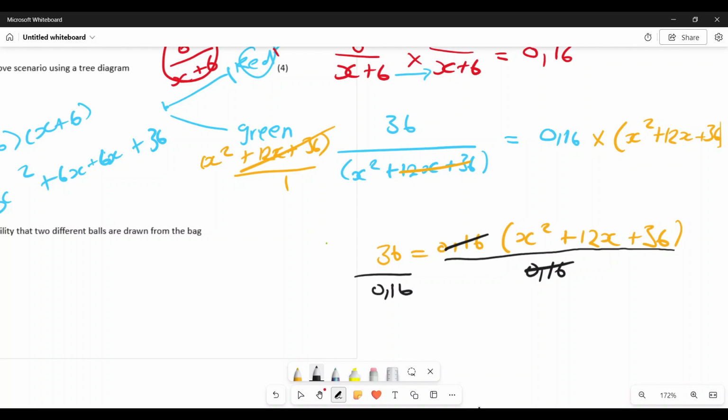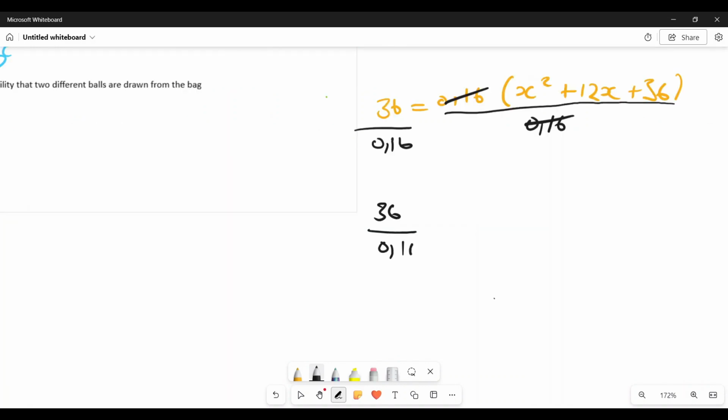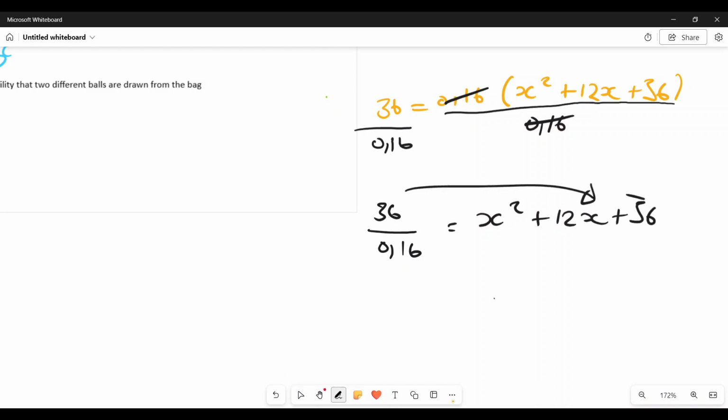so that these two could cancel out one another, 36 over 0.16 equals x squared plus 12x plus 36. Now I'm going to take this over to the other side. If I do so, I will be left with x squared plus 12x plus 36 minus 36 divided by 0.16. Let me put this into my calculator. This is equal to negative 189. And everything now is equated to 0.